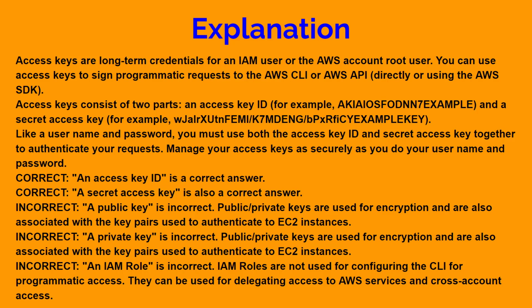Incorrect. A public key is incorrect. Public/private keys are used for encryption and are also associated with the key pairs used to authenticate to EC2 instances. Incorrect. A private key is incorrect. Public/private keys are used for encryption and are also associated with the key pairs used to authenticate to EC2 instances. Incorrect. An IAM role is incorrect. IAM roles are not used for configuring the CLI for programmatic access. They can be used for delegating access to AWS services and cross-account access.